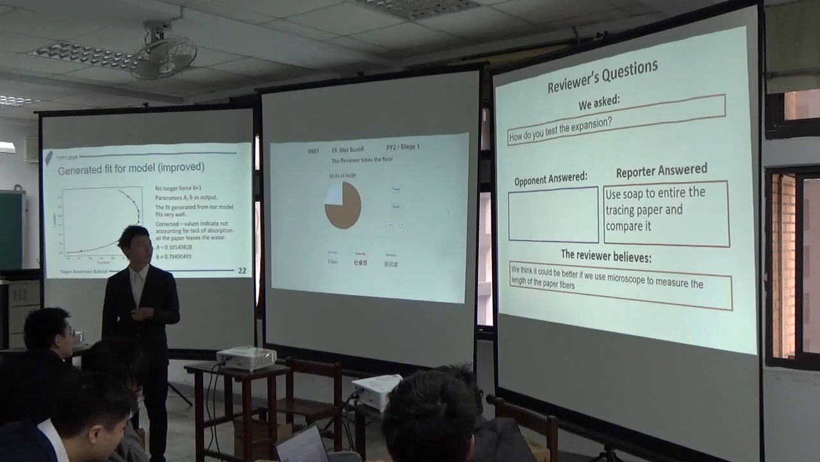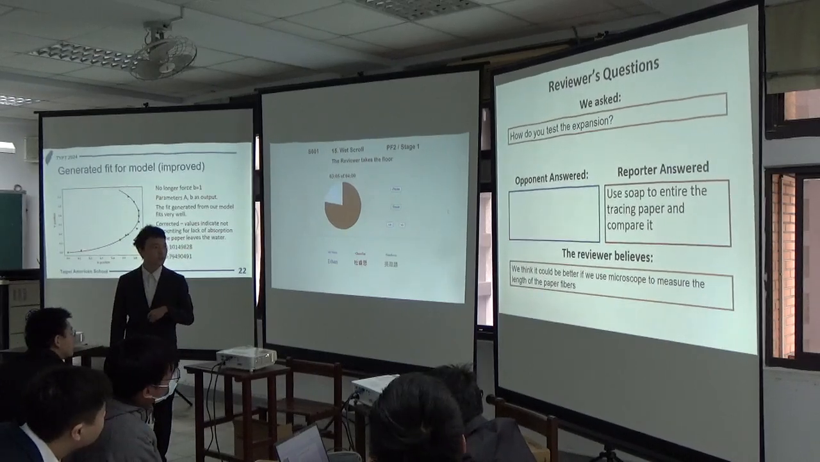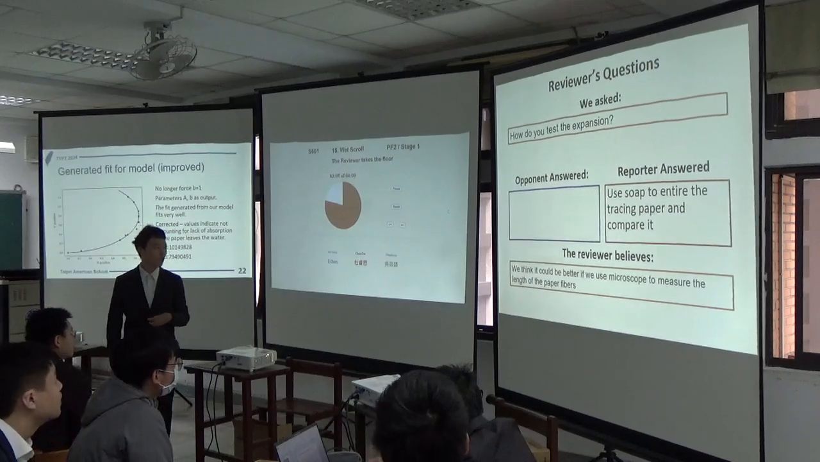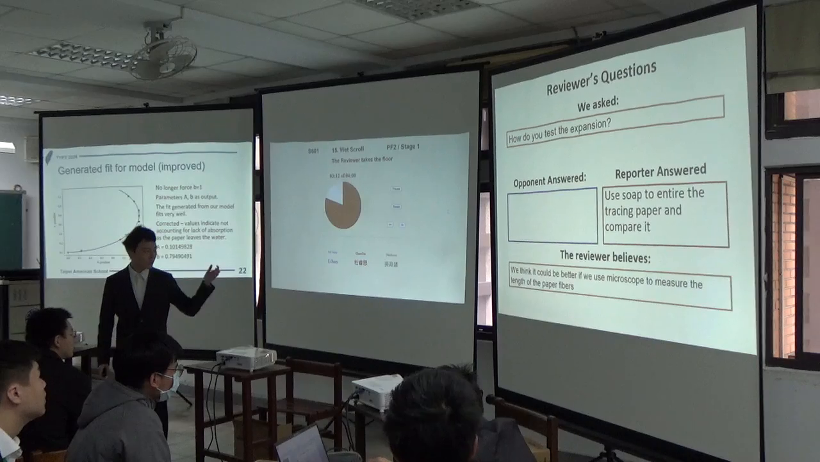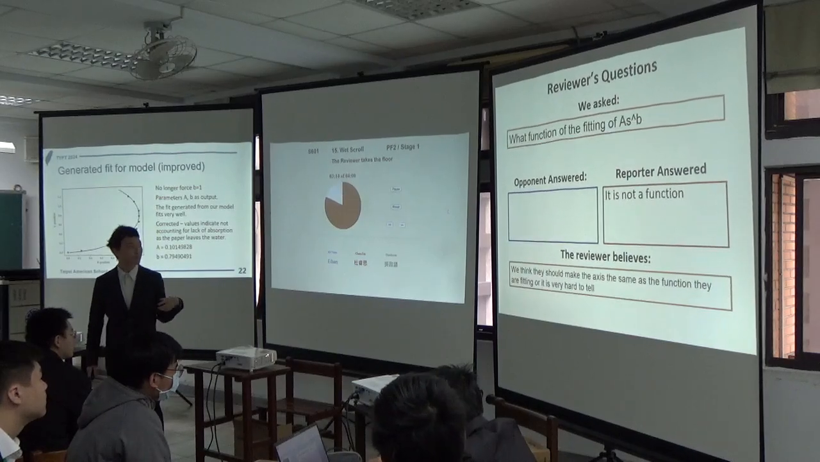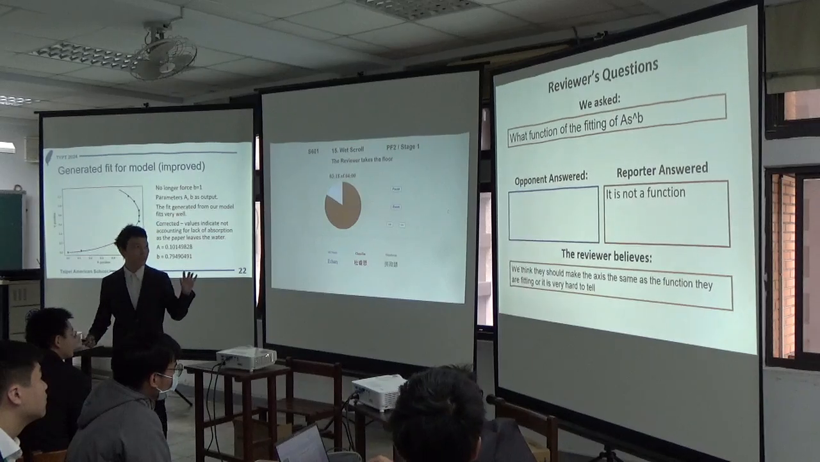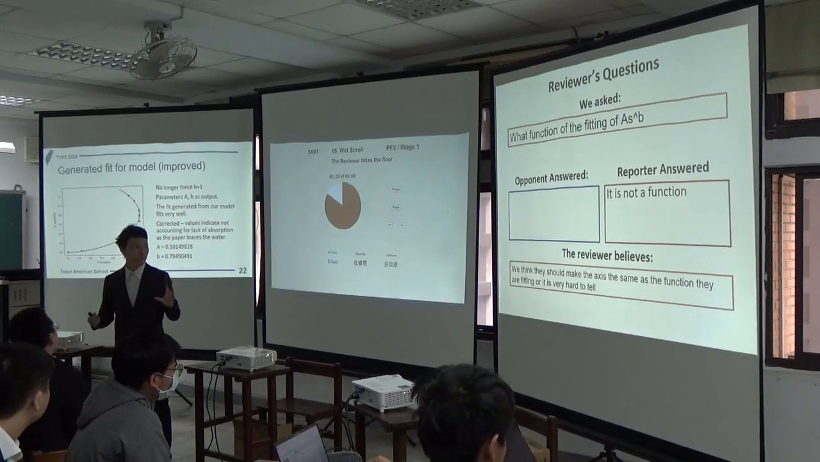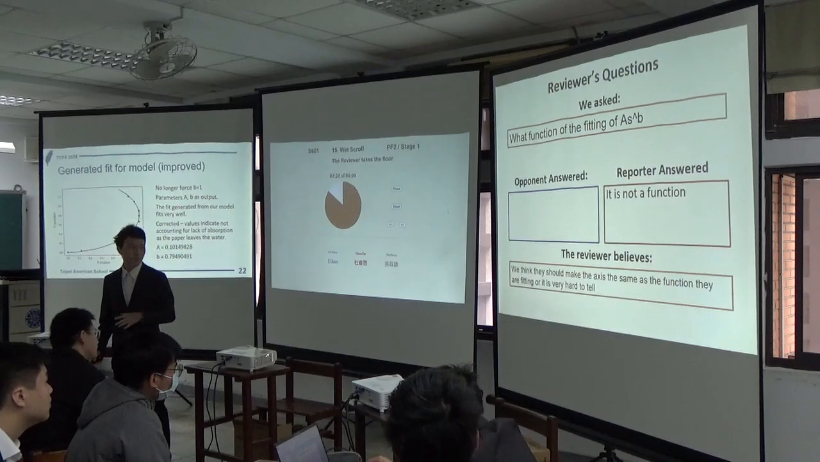And next, I asked how they test the expansion, and they said they use soap to soak the entire piece of paper. We think you can also use a microscope to measure the length of the paper fiber before and after the soaking. Next, we asked about the function, and the reporter said the X and Y is not the function they use. So we think they should change the axis to make it fit better.